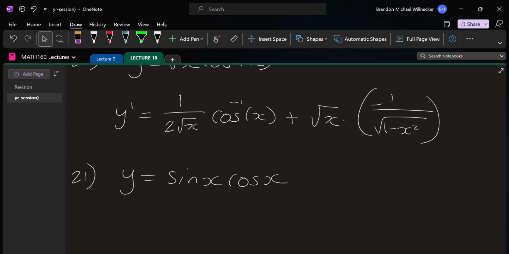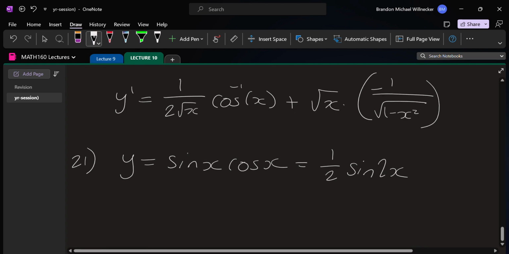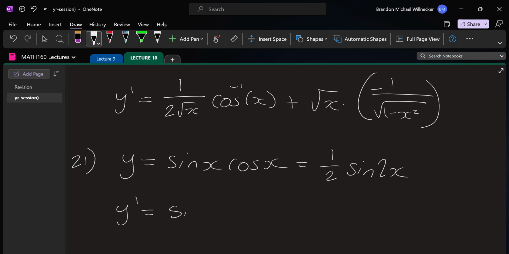Okay, 21. So we have y is equal to sine x cos x. Okay, now there's two ways of doing this. You can either treat it as the product rule, so we've got the product of two things, or you could write this as 1/2 sine 2x, and then just differentiate that. Okay, so that's up to you how you want to do it.